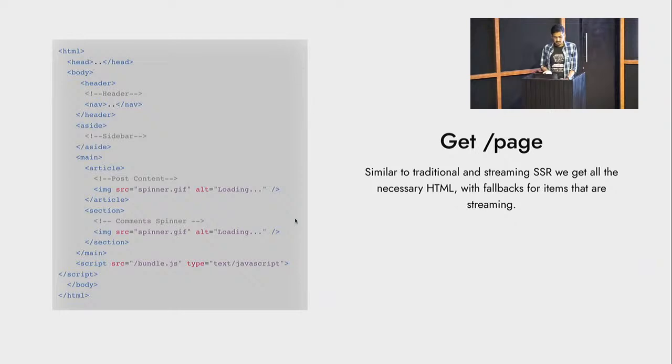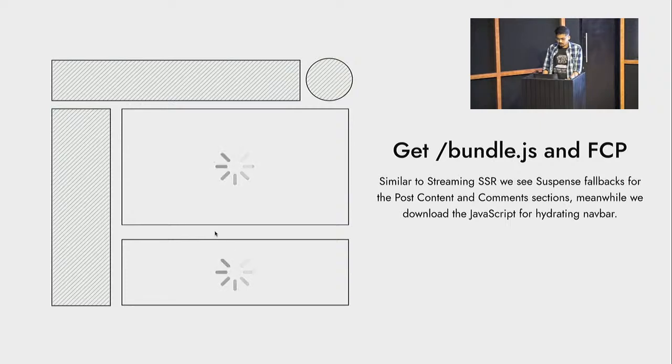So again, the HTML is streamed. This time we get a spinner for both post content and the comments. The browser parses the HTML, and the user can see the navbar and the sidebar with the suspense fallbacks. Once these are streamed, the user can start downloading the JavaScript for hydrating relevant client components. In our case, the navbar was a client component, but the sidebar wasn't. So we download the necessary JavaScript to hydrate it.